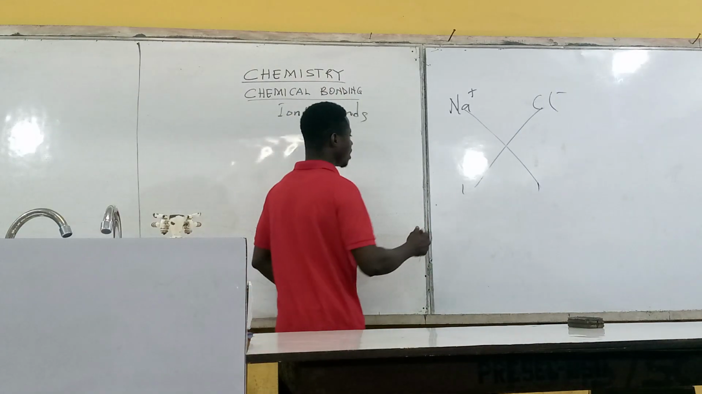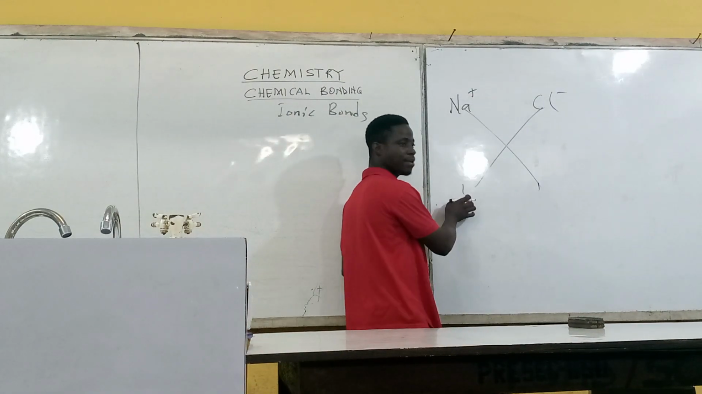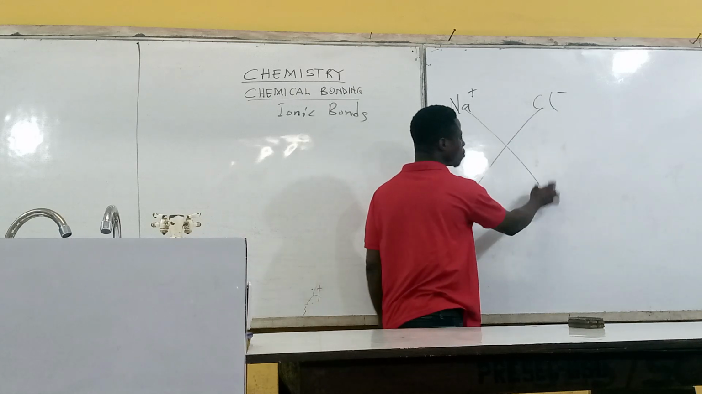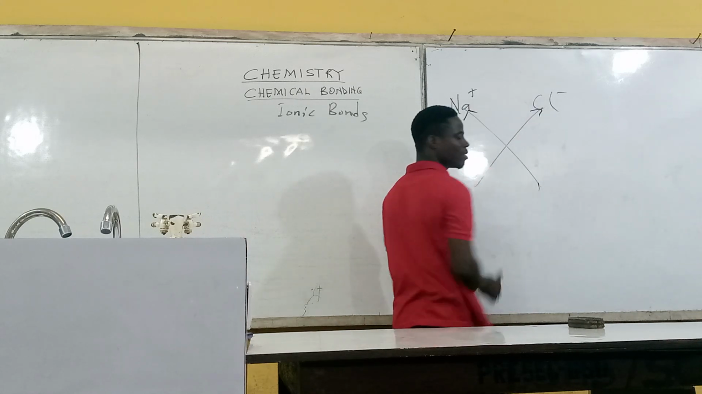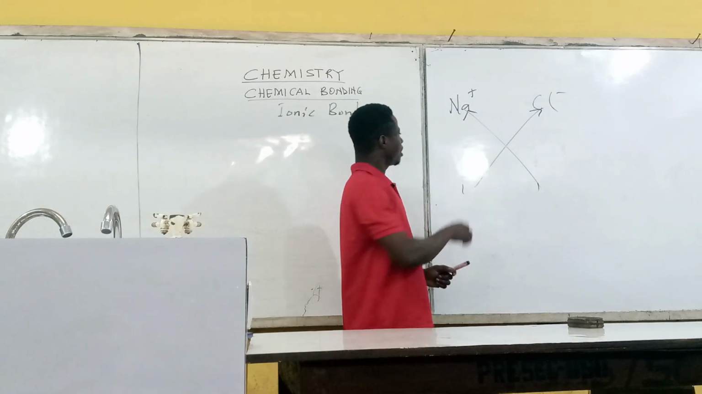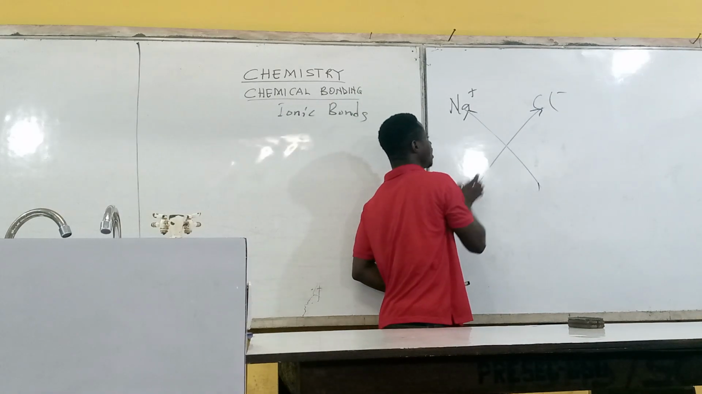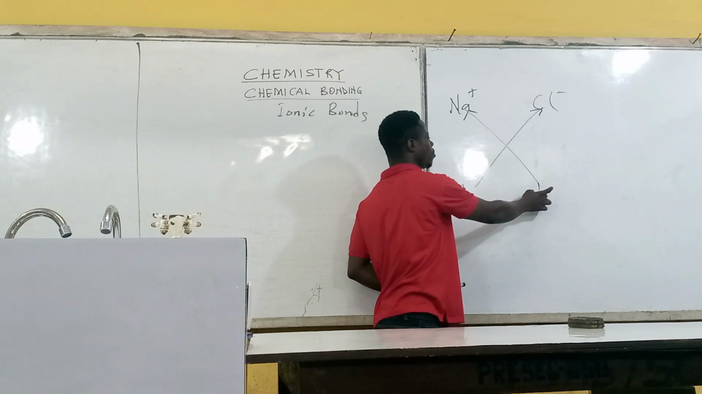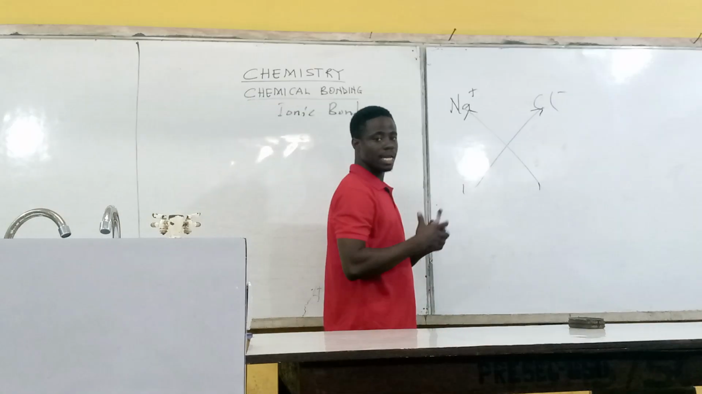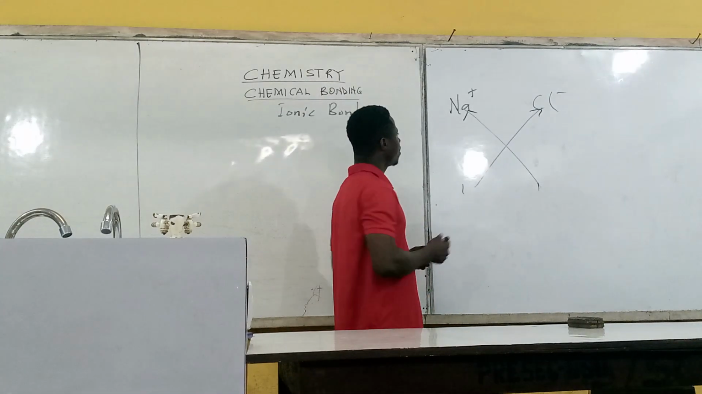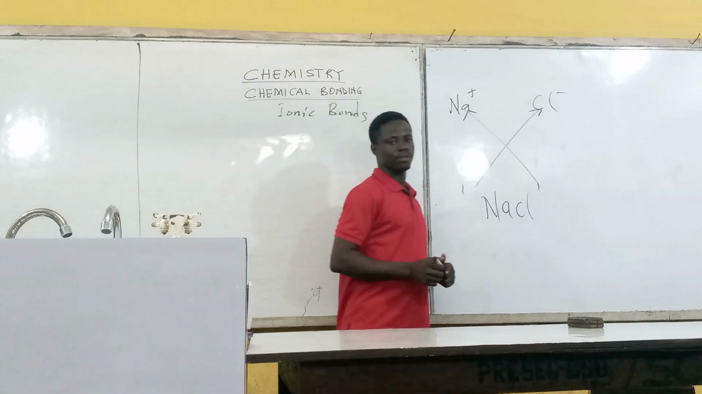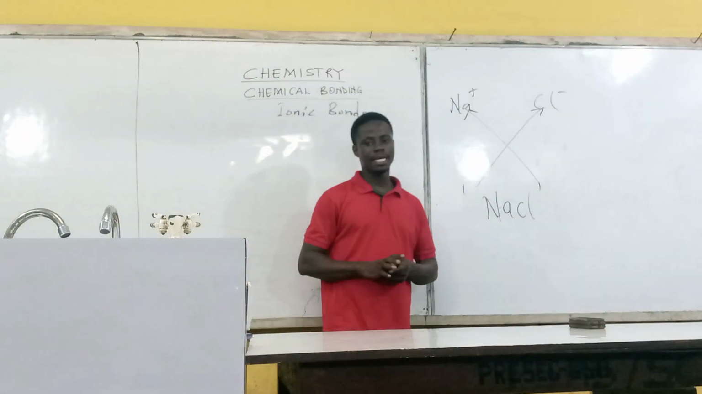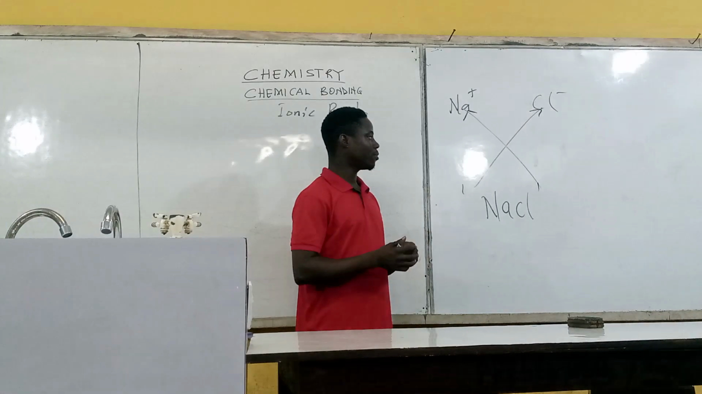You see clearly from here that sodium has a valency of 1, and chlorine also has a valency of 1. I'll give different examples later. This sodium will transfer its valence electron to this chlorine, and they come together as a stable compound, that is sodium chloride. So sodium chloride is an example of an ionic bond.